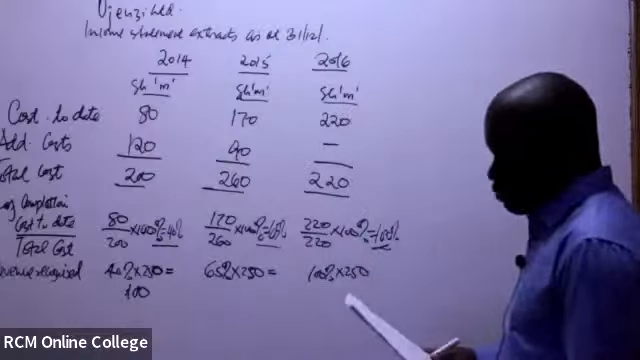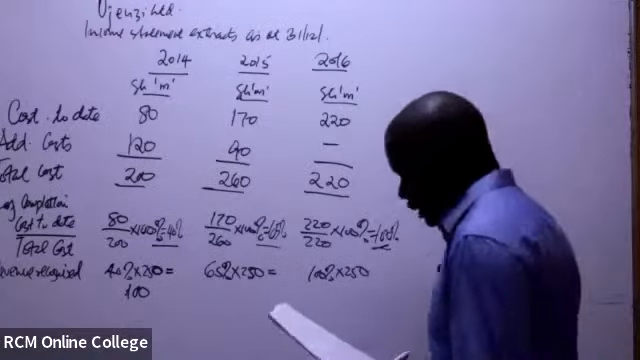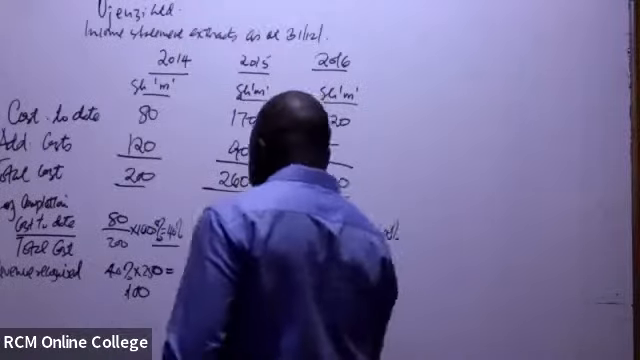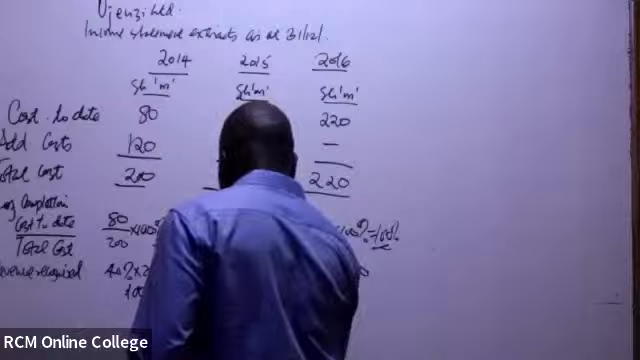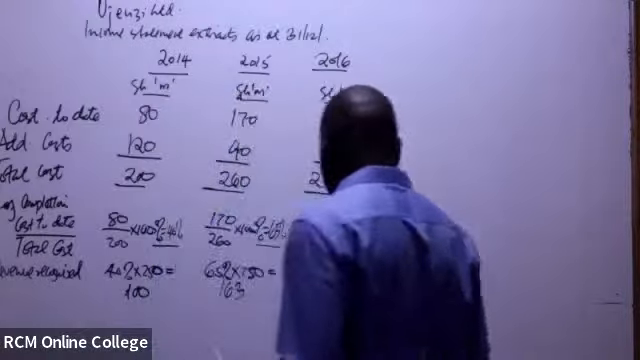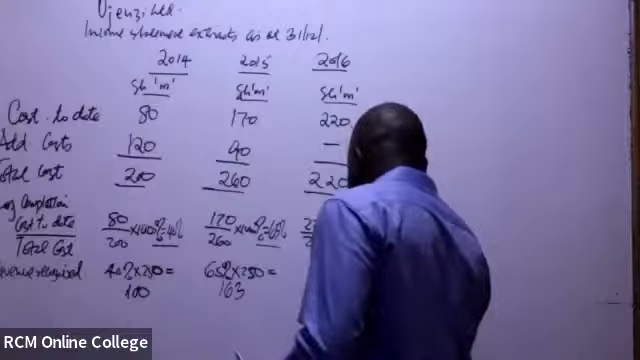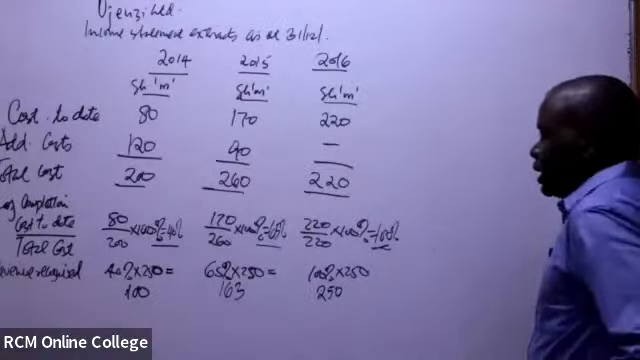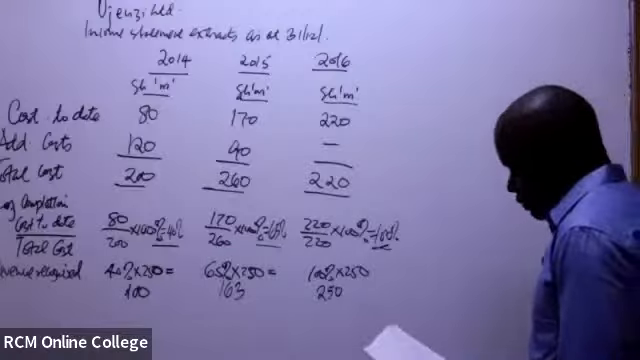So which one do we use? Let's use 163, because most of you like that figure. Then this one is likely to be 250, like that.